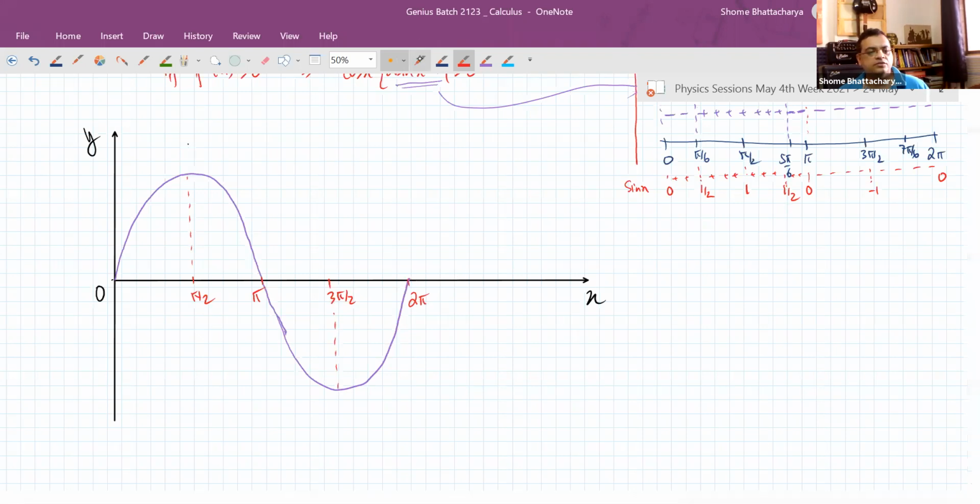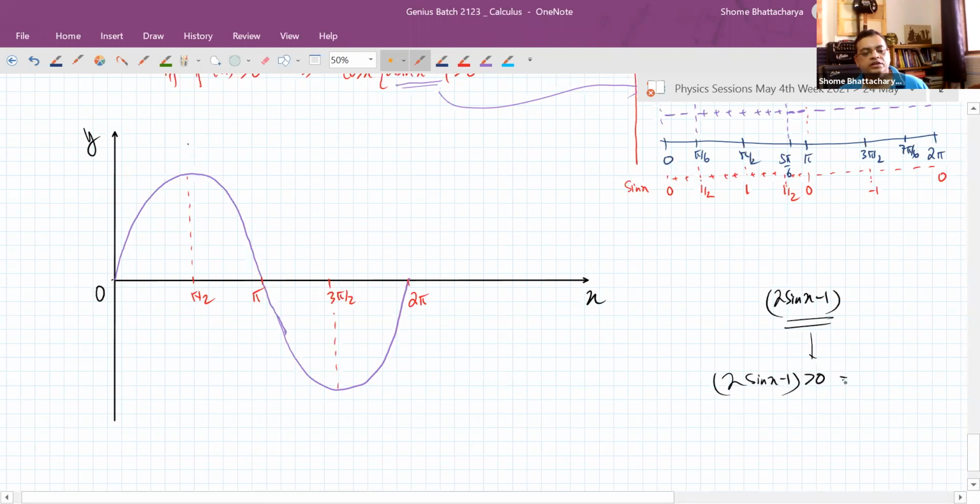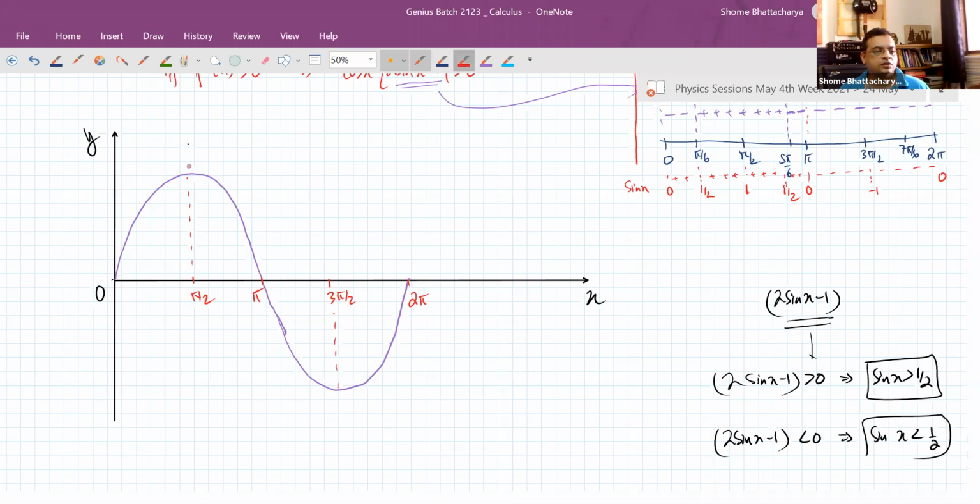But now see, we are interested in 2 sin x minus 1. This 2 sin x minus 1 is greater than 0 when sin x is greater than half, whereas 2 sin x minus 1 is less than 0 when sin x is less than half. For us, the critical value of sin x is how much? It is half. This value is 1, this value is minus 1. So sin x is overall ranging between minus 1 and plus 1. But what about this whole term, 2 sin x minus 1? For that, the critical value of sin x is what? It is half.